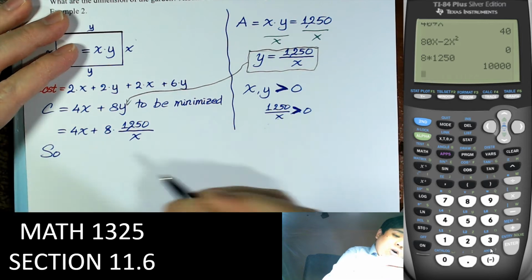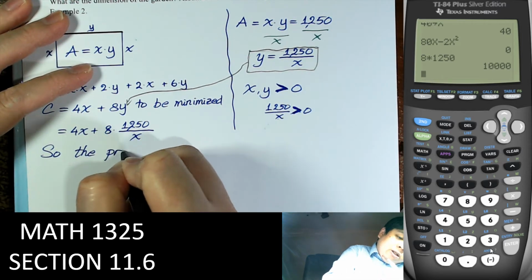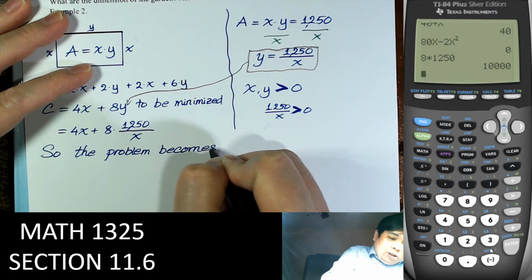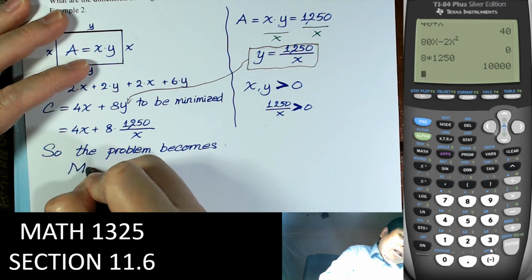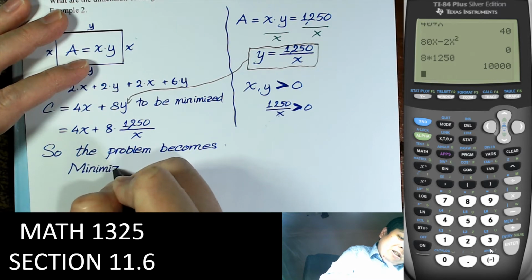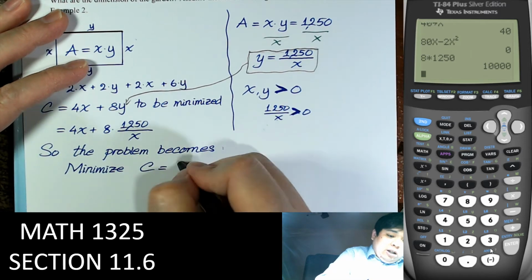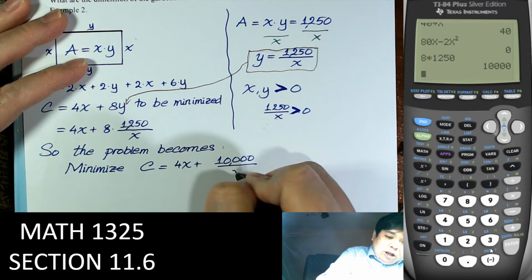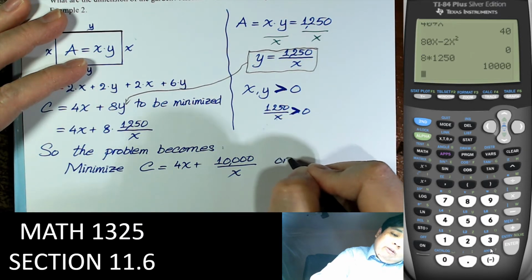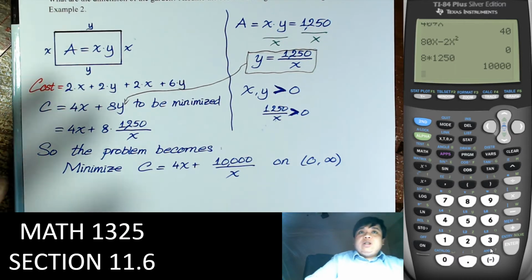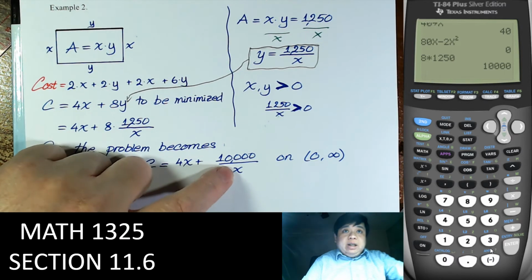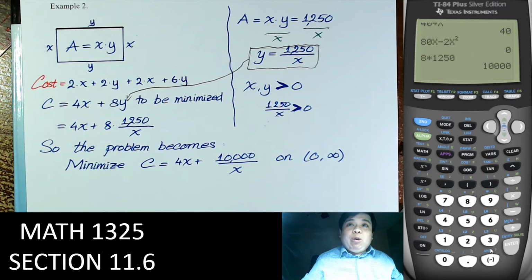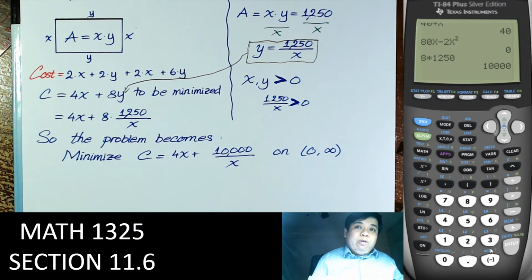So in this problem, 8 times that, by the way, that would be 10,000. So the problem becomes: minimize the cost function of 4x plus 10,000 over x for 0 to infinity. X just needs to be positive. If x equal to 0, that will be undefined. Right. Now the rest is easy. Find critical values in here and then go from there.